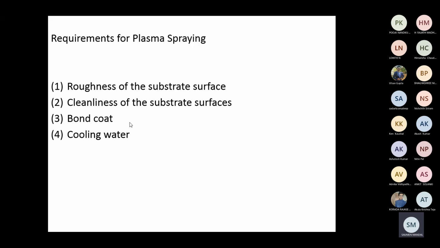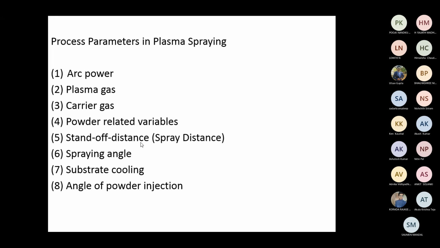So to adjust, we should have one material in between. The bond coat is used so that when there is excessive heating or cooling, there should not be any crack formation. And then cooling water. Cooling is mandatory, as I told, whenever we deal with plasma.